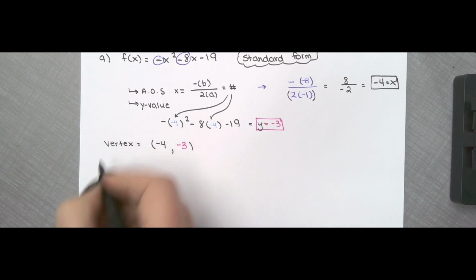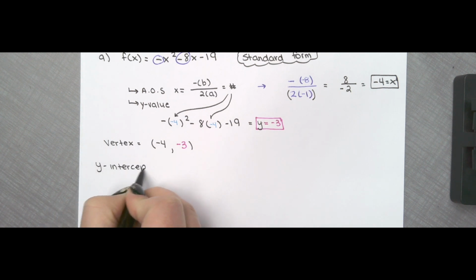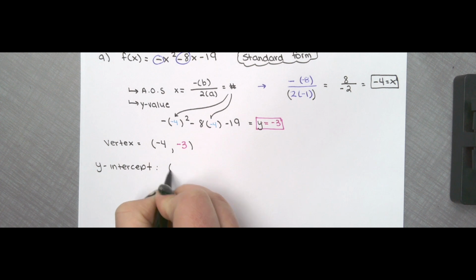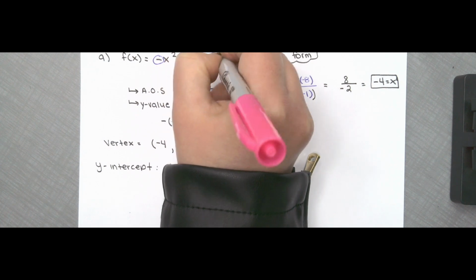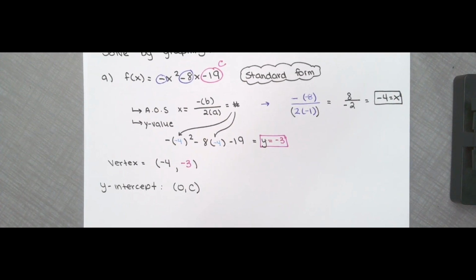Next up, we're going to have our y-intercept. Now your y-intercept is just your c value. So when we identified our ABCs, our c value is the constant. So we have, for our y-intercept, 0, -19.